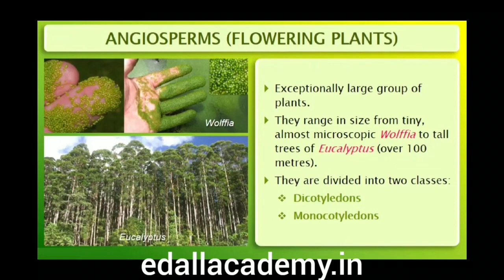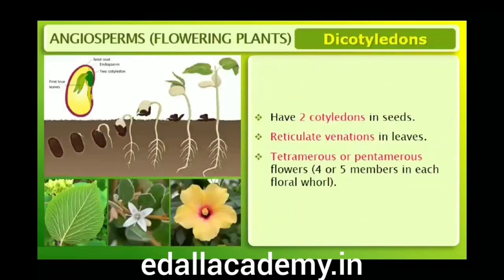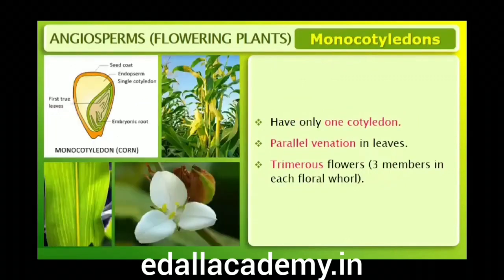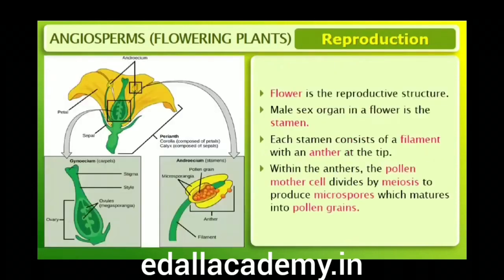They are divided into 2 classes, the dicotyledons and the monocotyledons, figure 3.5. The dicotyledons are characterized by having 2 cotyledons in their seeds while the monocotyledons have only 1. The male sex organ in a flower is the stamen. Each stamen consists of a slender filament with an anther at the tip. The anthers, following meiosis, produce pollen grains.